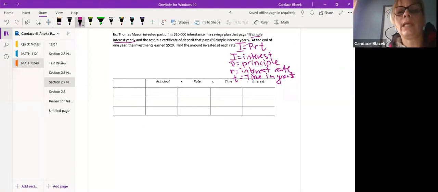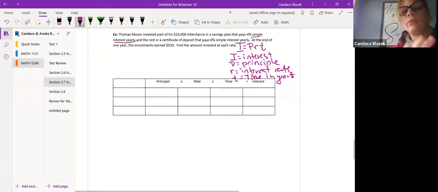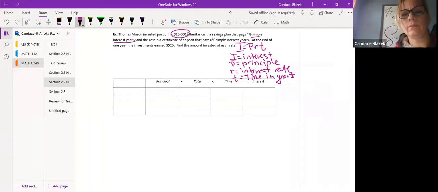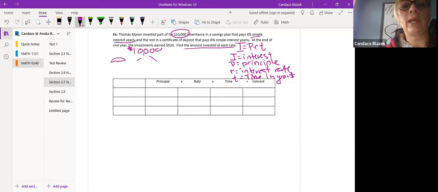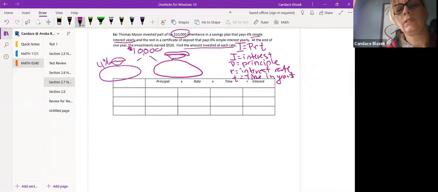All right, so we are taking this $10,000 and we are putting it into two different accounts. And they want us to find the amount invested at each rate. So the amount that we put into each account. If I have this $10,000 and I'm going to split it into, I like thinking of bags of money. Okay, so the first one is at 4%. And then the second one is 6%.